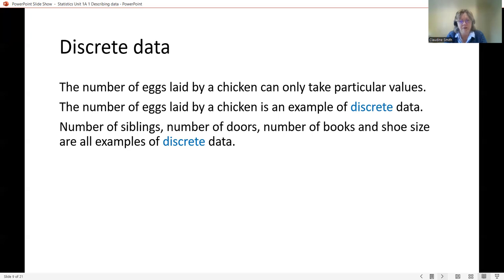UK shoe sizes also come in half sizes, but what the shoe sizes all have in common is that they're specific values. So shoe size can only take specific values on a continuous numerical scale. Whereas if you measure someone's foot, you can measure it in centimeters or millimeters, for example, and the foot length measurement can take any value on the continuous numerical scale.